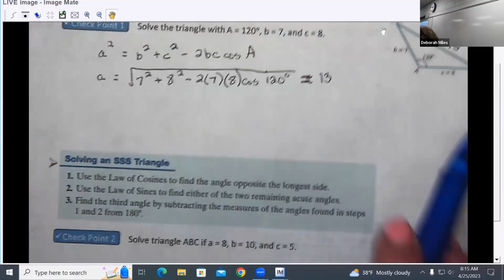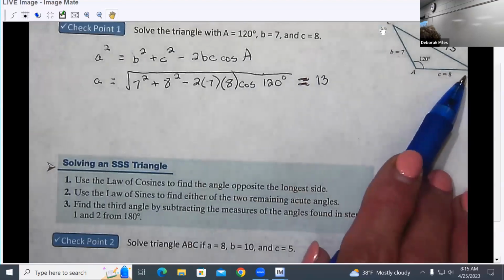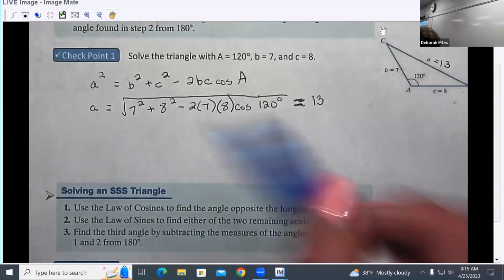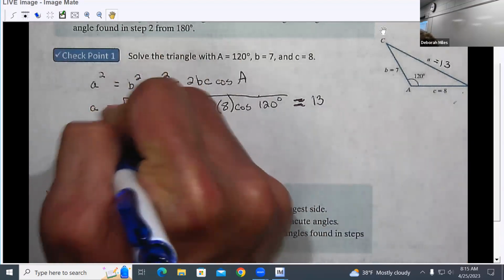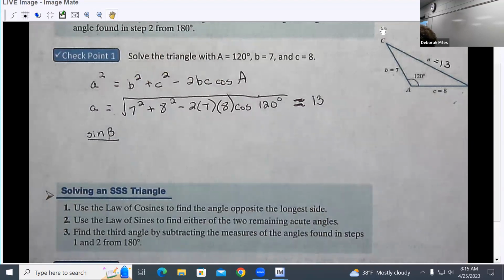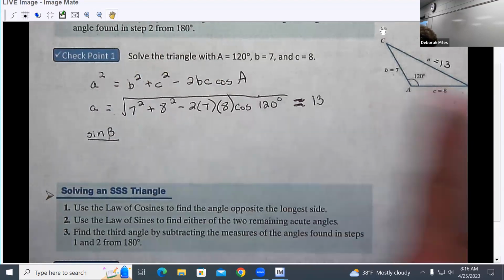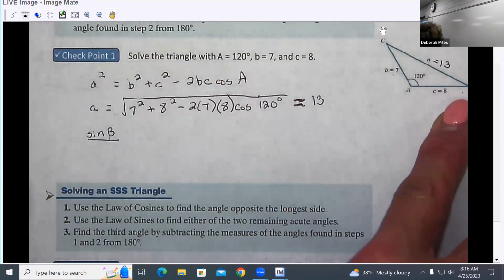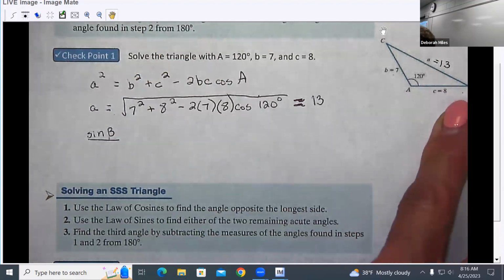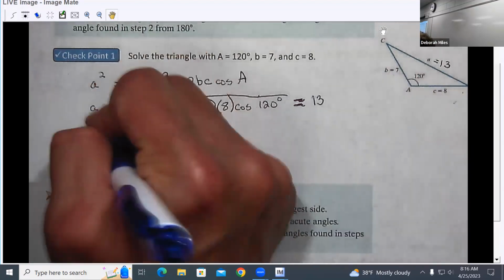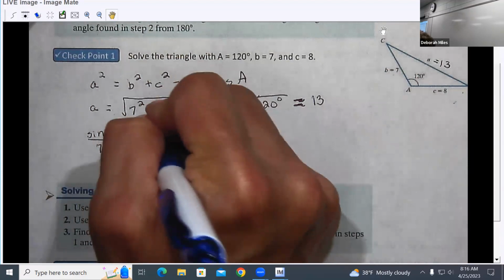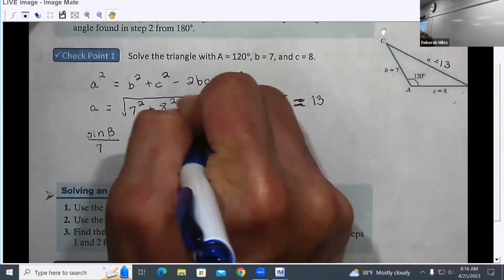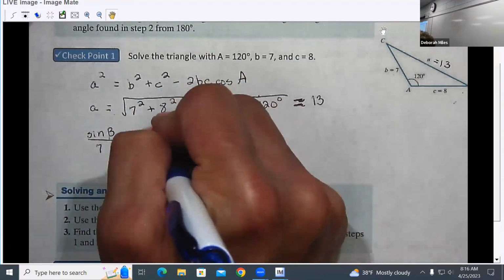All right, set me up my proportion to find angle B. If I want sine B in the numerator, what's in the denominator? Side B, oh, we're doing this. Yeah, now we're using the law of sines. Sine of B over 7 equals what? Sine of 120 degrees over 13.